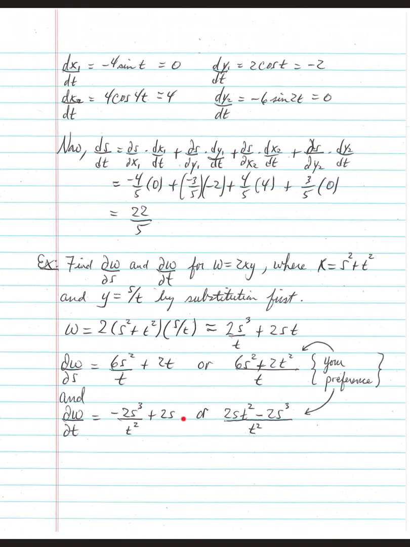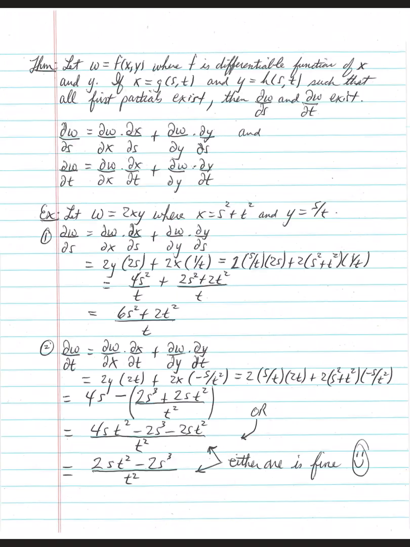Or if you wanted to make this a common denominator, give this second term a t squared top and bottom. And also I reverse the order. So it's 2s t squared minus 2s cubed all over t squared. But again, this answer is totally fine.